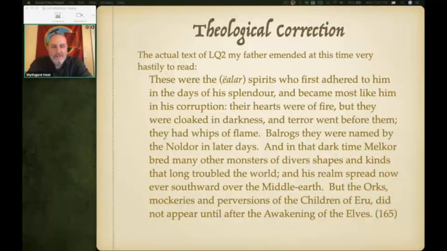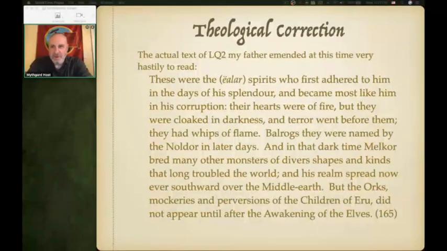But notice, do you notice? I don't want to read anything into it because it's consistent with both possibilities. But notice how ambivalent that last sentence is. The orcs, mockeries, and perversions of the children of Eru did not appear until after the awakening of the elves. That sentence would be perfectly consistent with either version, right? Either the manufactured or the corrupted orcs.